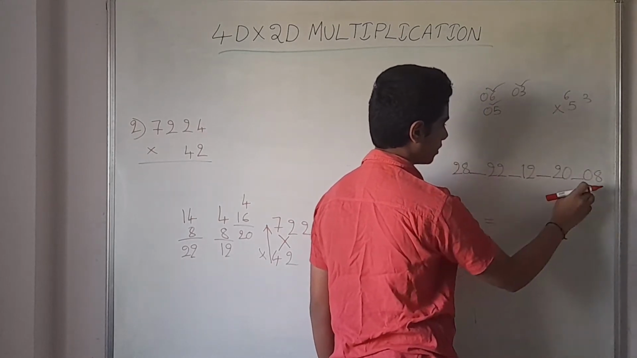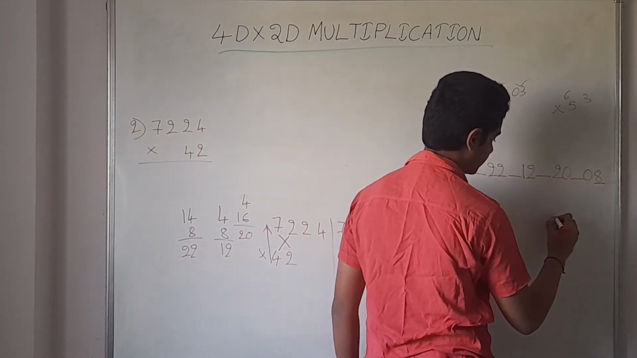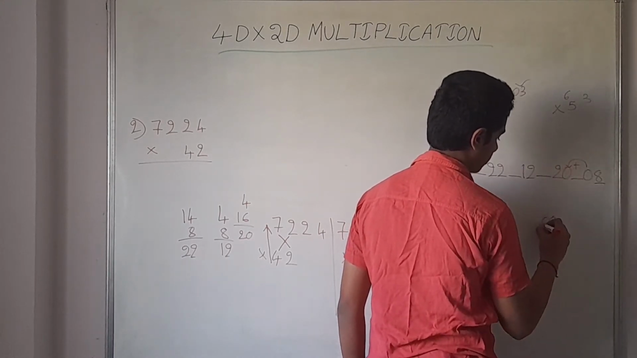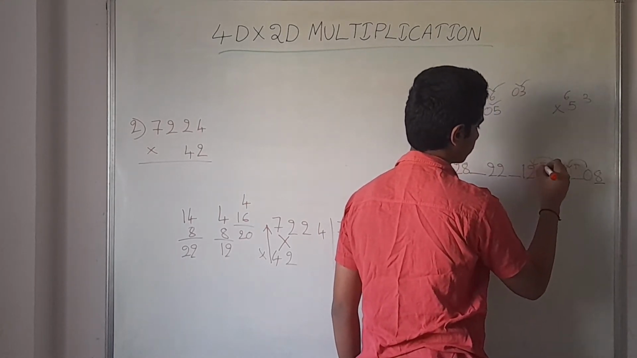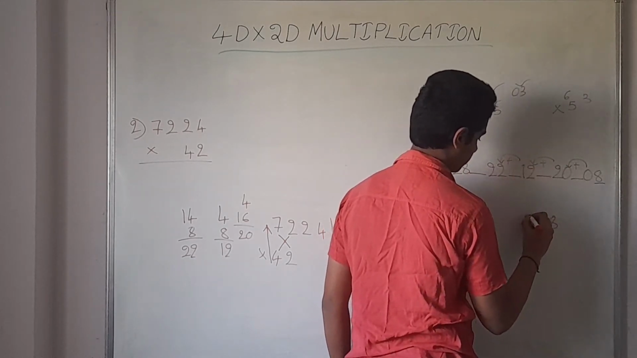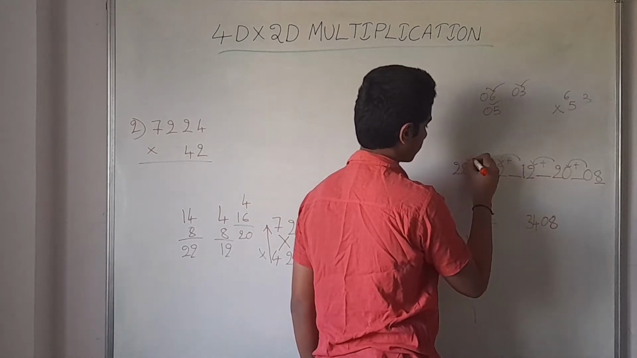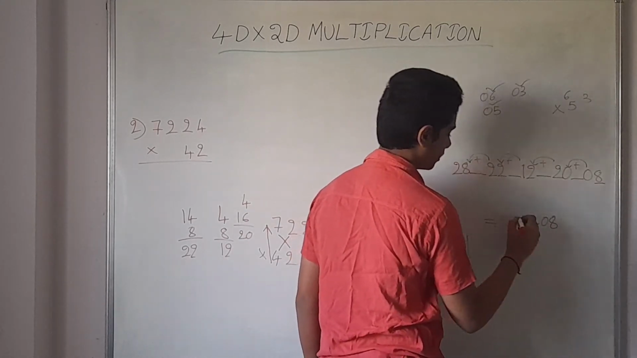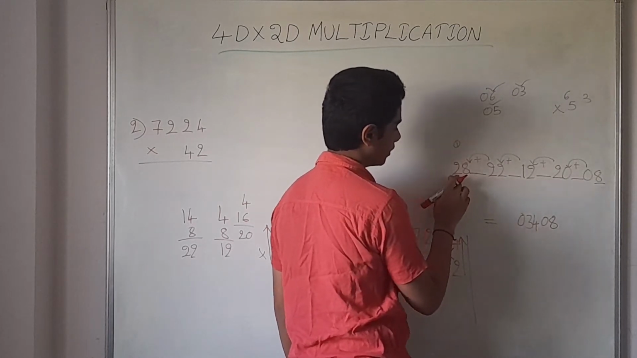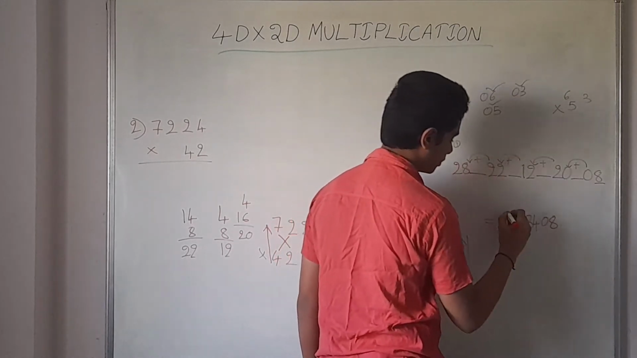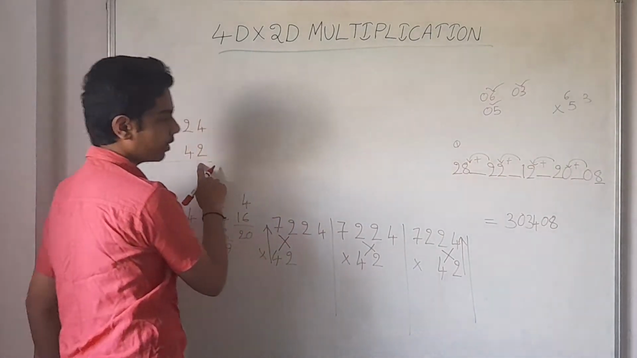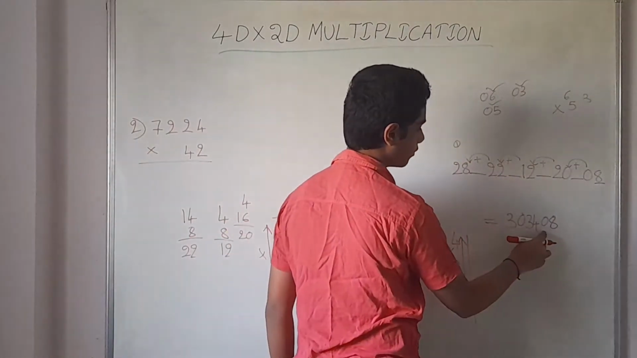Now we should add these all. First you should write 8 as it is and add 0 plus 0. 0, 2 plus 2, 4, 1 plus 2, 3, 2 plus 8, 10. Write 0, carry 1. 2 is left over, so 2 plus 1, 3. You should write 3. 7224 into 42 is 303408.